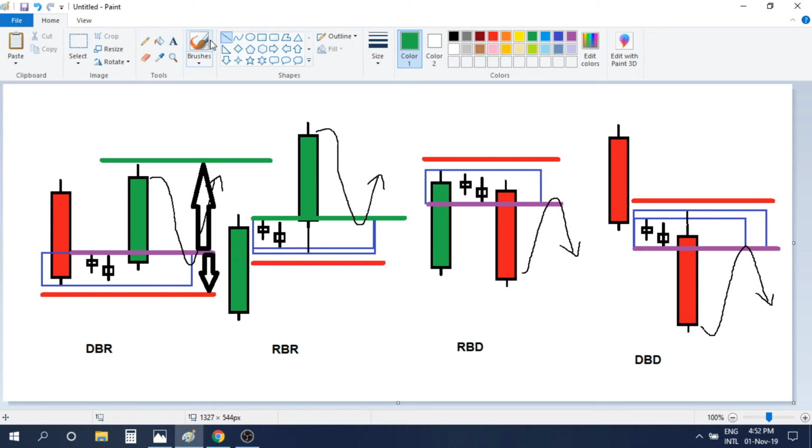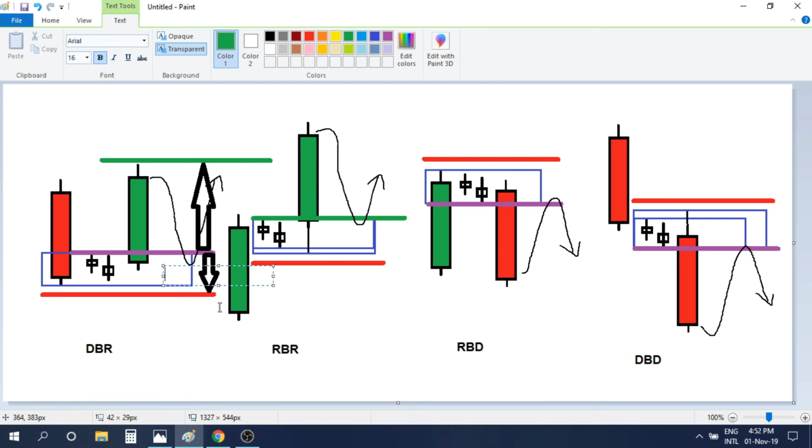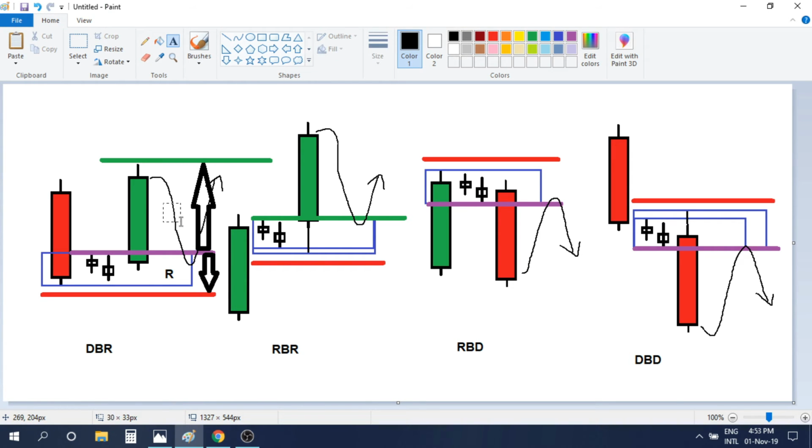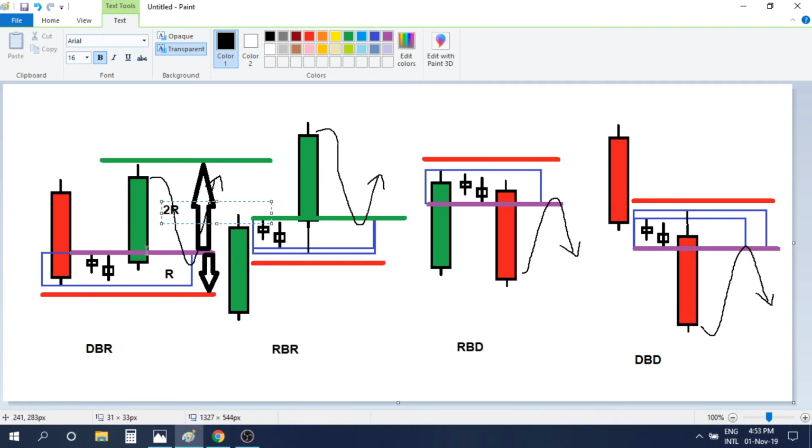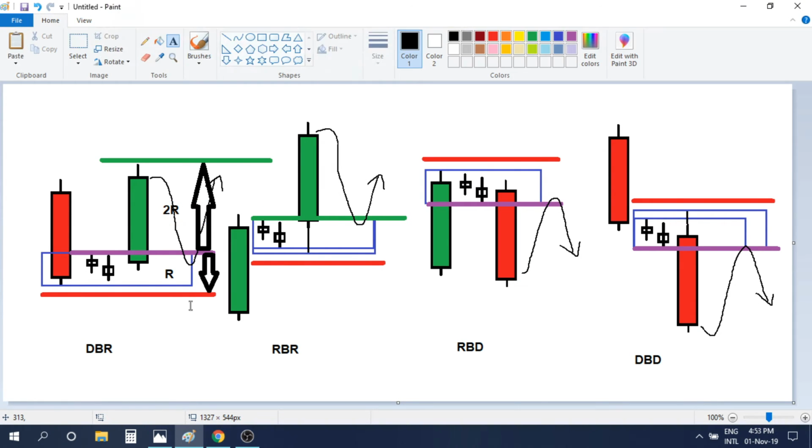So if this is your R, if this distance is R, so this distance should be twice R, 2 times R, right? So then you have a setup with entry here, stop loss here, target here, and the risk reward becomes, for this trade, 1 by 2, or reward to risk becomes 2 to 1. So if you lose, let's say, 10 rupees here, you're making 20 rupees if you win in this trade.